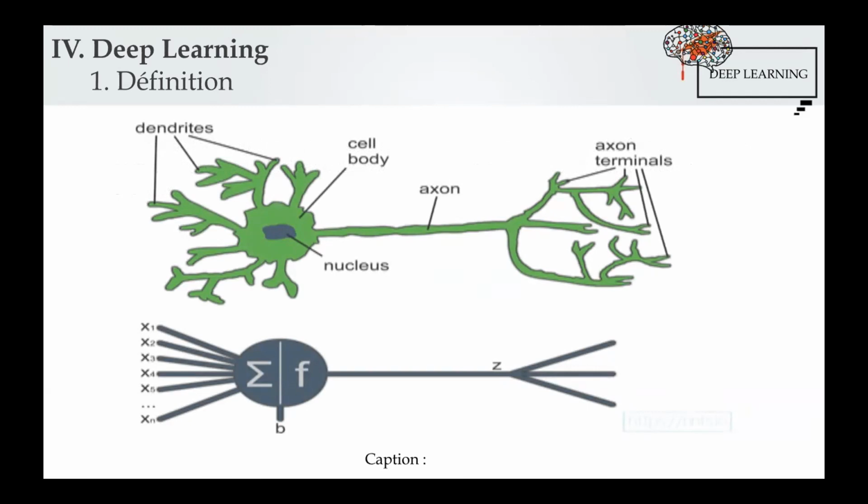Concernant les neurones biologiques, il y a les dendrites, les cellules. Je ne suis pas un biologiste, donc je ne vais pas approfondir, mais il faut comprendre qu'il y a les axones terminales. En bas, on a une simulation mathématique de ce neurone biologique. Cette simulation mathématique donne un automate qui a des entrées, des poids associés à ces entrées, un biais. C'est quoi le biais?